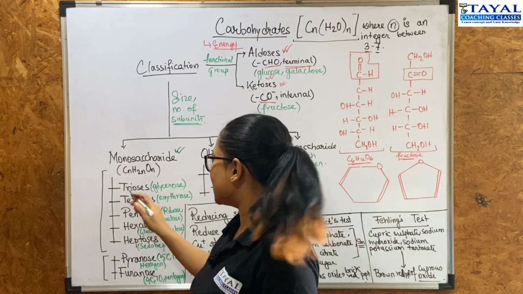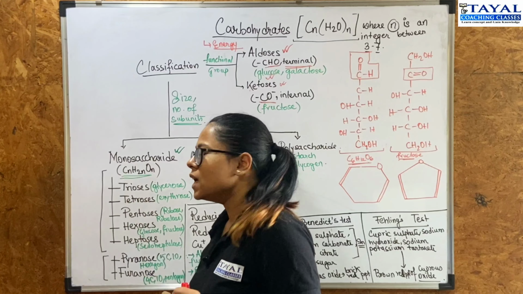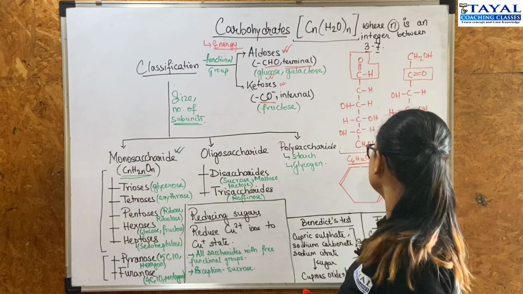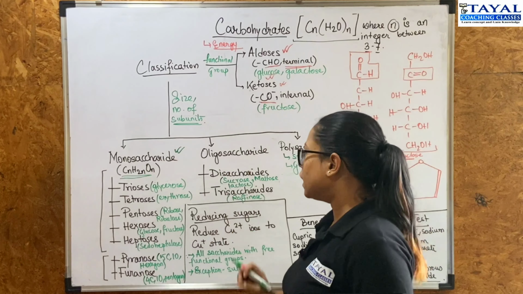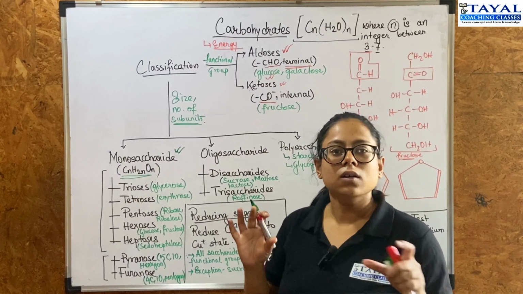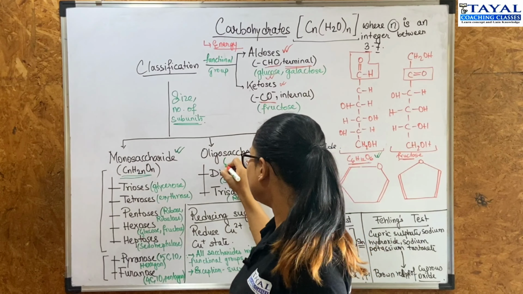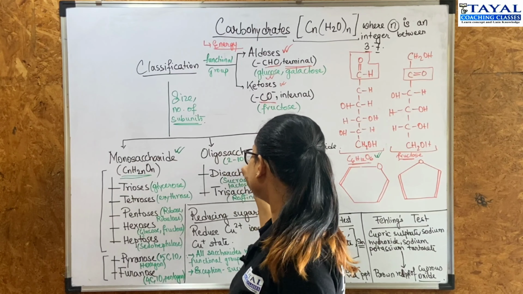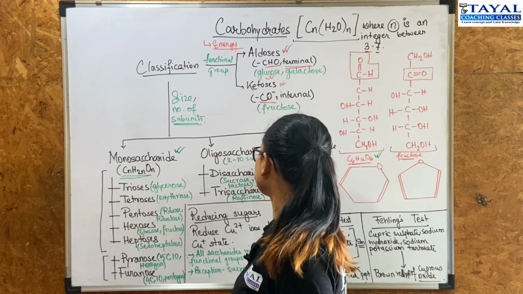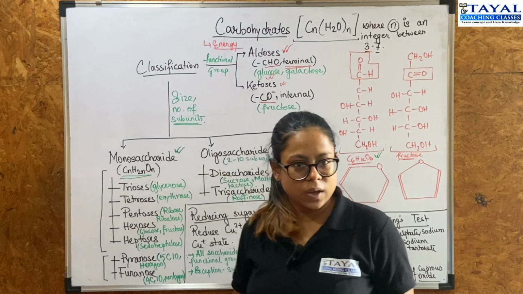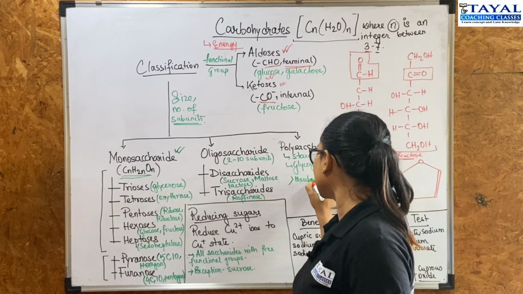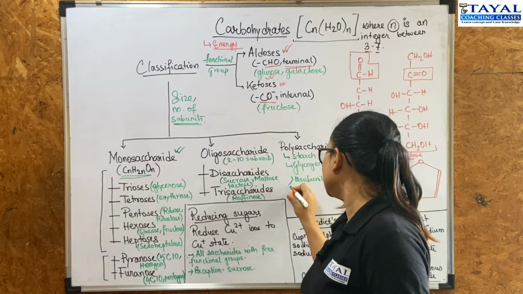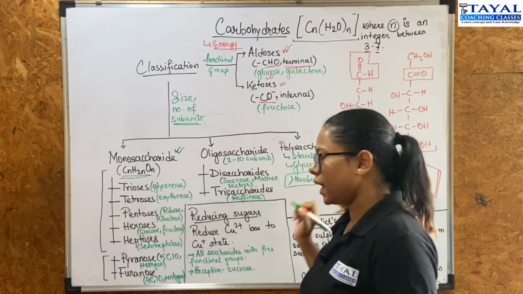So a monosaccharide has the basic empirical formula of Cn(H2O)n, which is this. Okay. Oligosaccharides are saccharides or carbohydrates which contain 2 to 10 subunits of monosaccharides. Okay. And anything higher than 10 subunits of monosaccharides, then it becomes a polysaccharide.